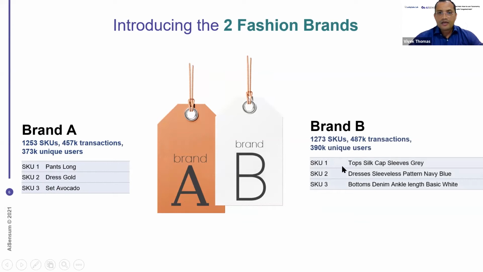And brand B, on the other hand, has a slightly wider SKU definition or a wider taxonomy, as you can see over here. Two brands are very similar. They've got quite a lot of SKUs. They have a huge number of transactions, and they've got a lot of unique users as well, which we can use to retarget. Okay, so now what do we do?